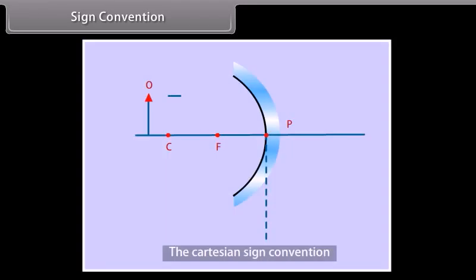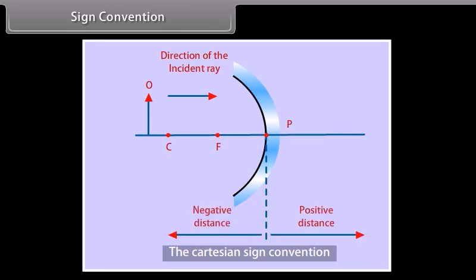Sign convention. The distances measured in the direction of the incident ray are taken to be positive and those measured opposite are taken to be negative. The heights measured upwards are taken to be positive and those measured downwards are taken to be negative.